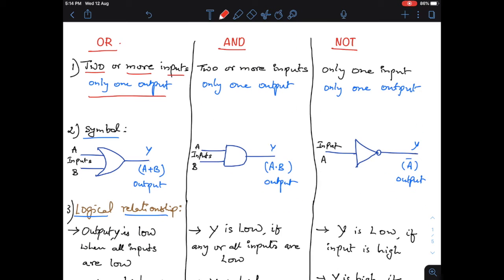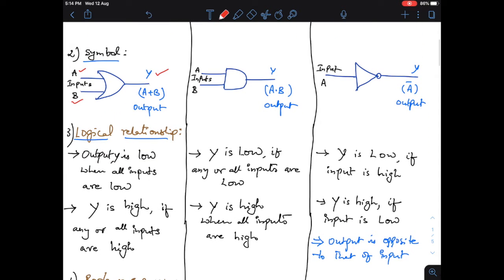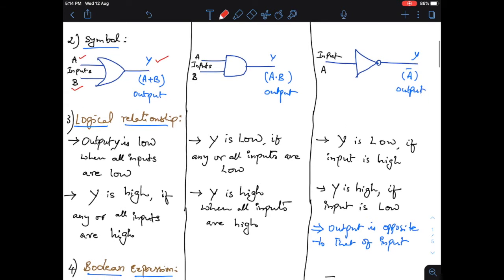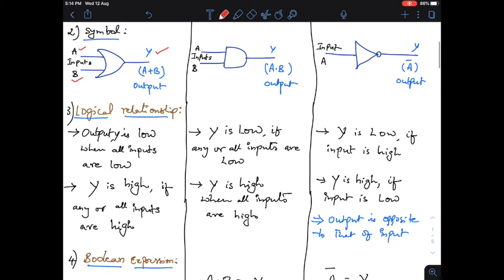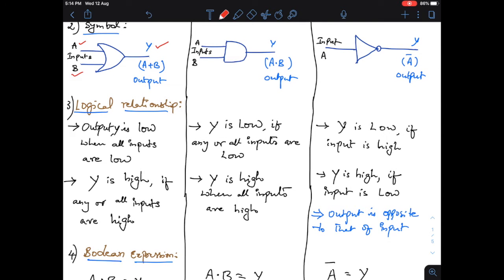Then, what is the symbol? These are inputs A and B, two inputs A and B, and only one output Y. Now, what is the logical relationship? I told you that the gates have a decision making process which is called logic, and we'll see the logical relationship between input and output through this.